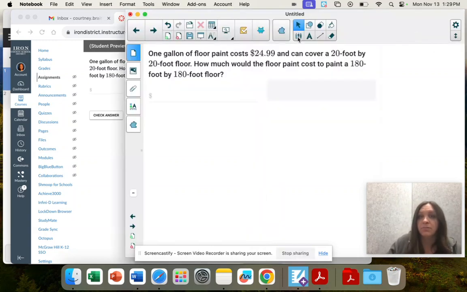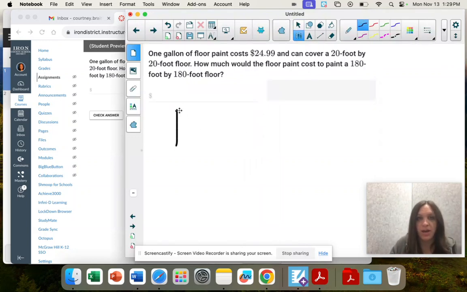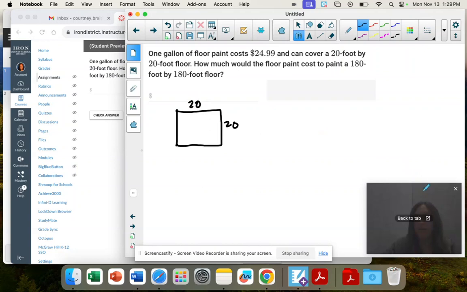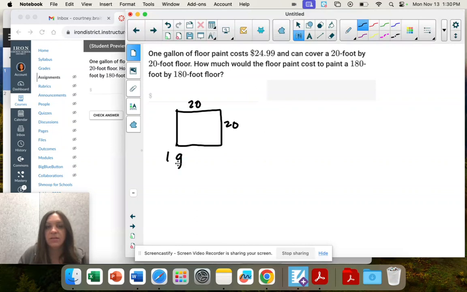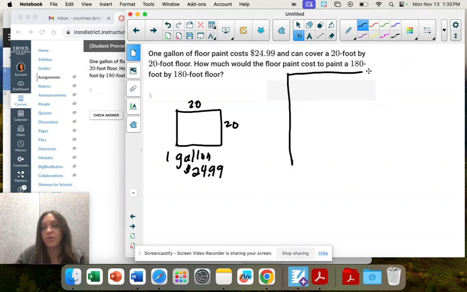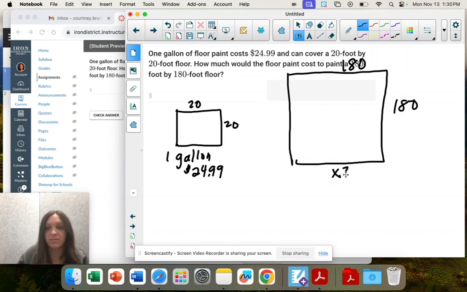All right. So let's just visualize what we're looking at here. We have a floor space that's 20 feet by 20 feet, and that is 1 gallon of paint that costs $24.99. So we're going to look at a giant floor that's 180 by 180 feet, and it's asking how much is it going to cost? That's our X. So how much?